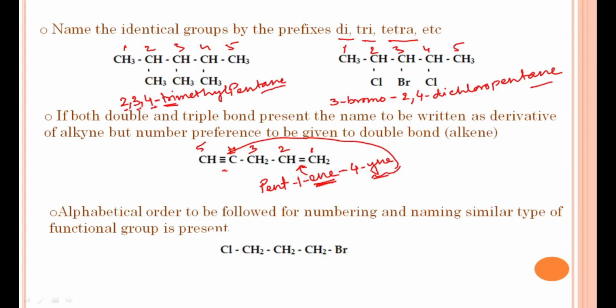Okay. Next, alphabetical order must be followed while giving numbering. If similar type of group is present, then we have to follow alphabetical order. So this is propane, we have to give numbering from this side also, but if I follow this numbering, bromine is getting 3, but alphabetically it should get first preference, so we have to follow this numbering process. So what will be the name? We have written alphabetically, bromo comes first, that's why first we have to write 1-bromo, 3-chloro propane. So like that we have to give numbering.